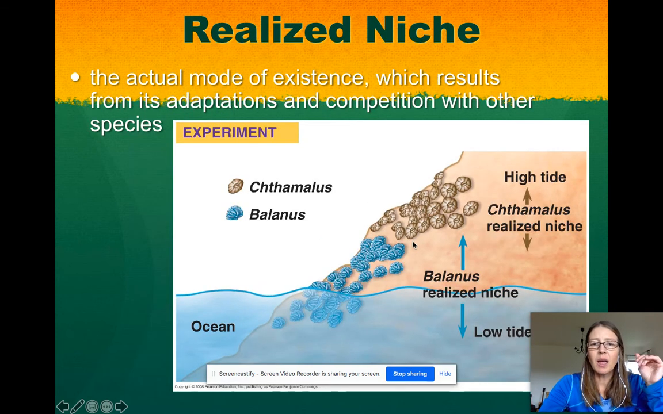Now, if you bring in a little bit of competition, the Balanus barnacle, then you see that the Chthamalus barnacle is going to be a little bit higher up near the high tide. It's been excluded from the lower zones because of the competition with the Balanus. And so what's going on here is we're getting a little bit of resource partitioning between the two species because they're existing together.